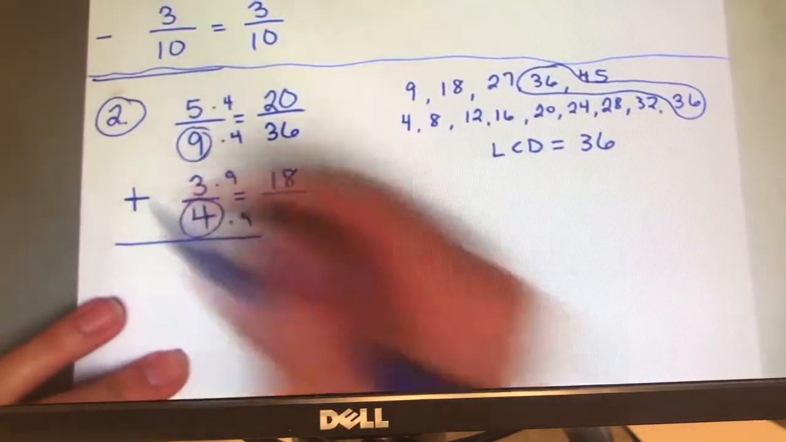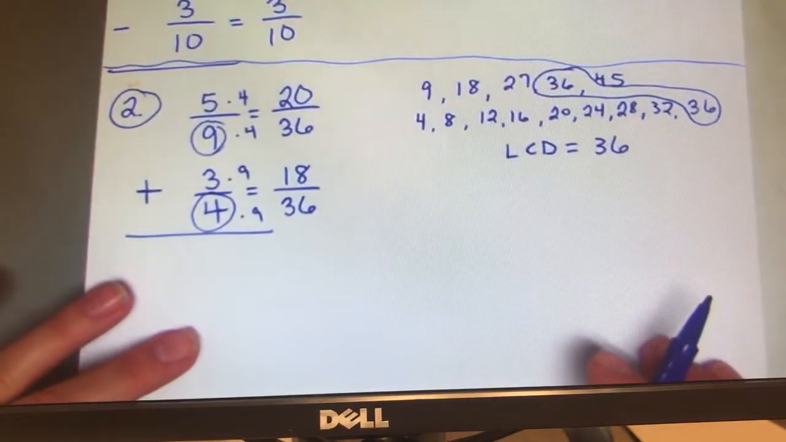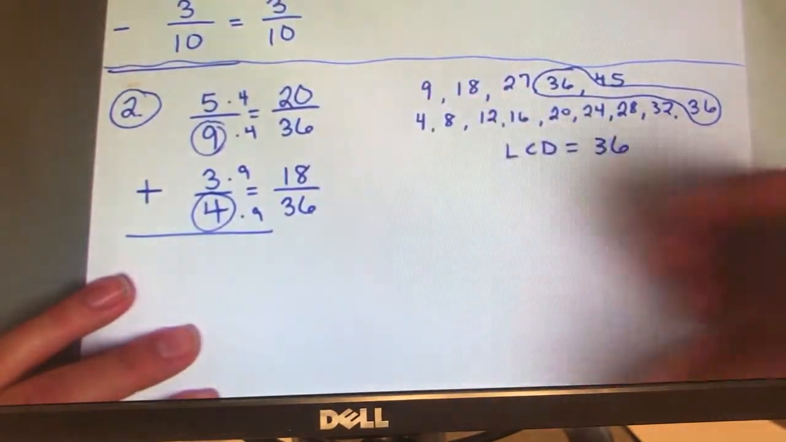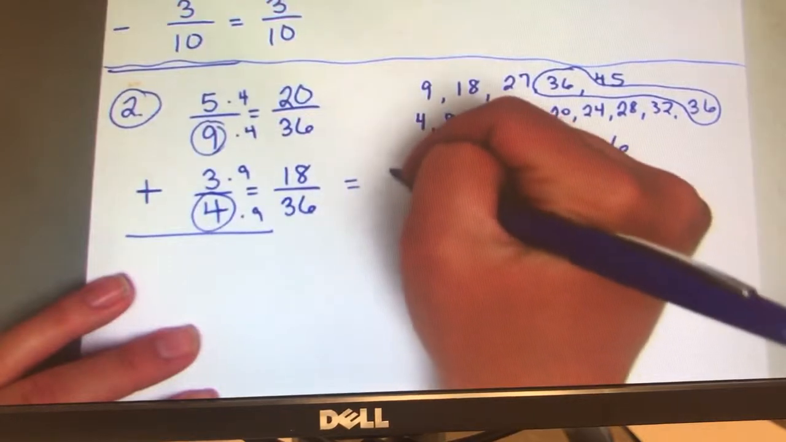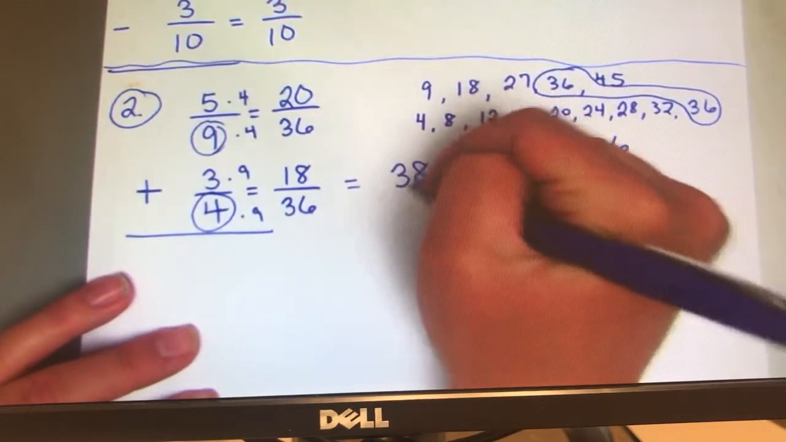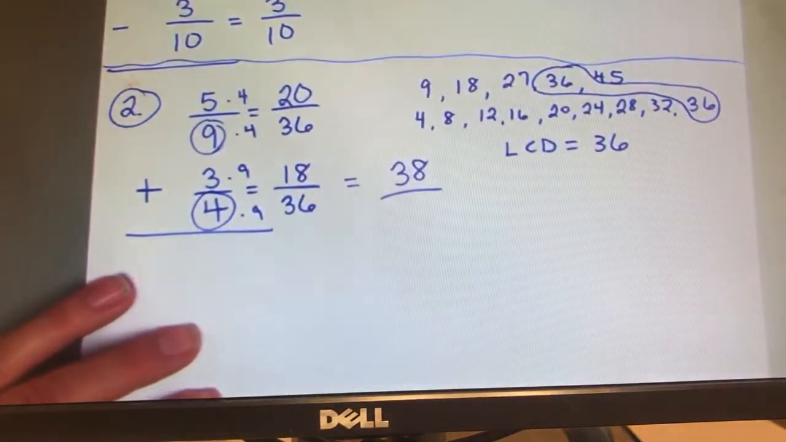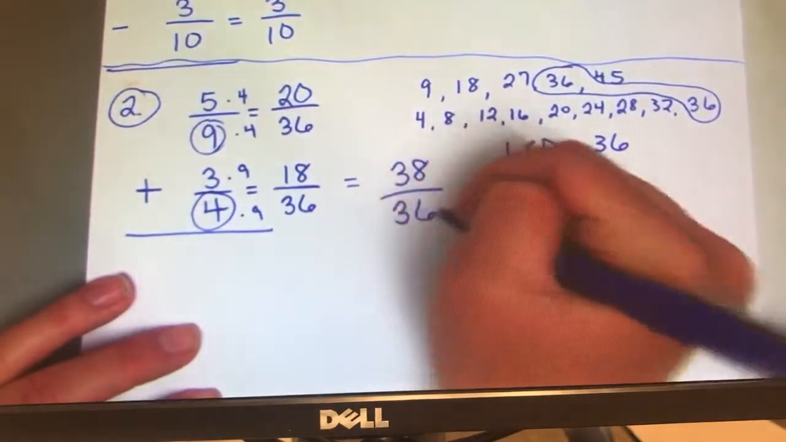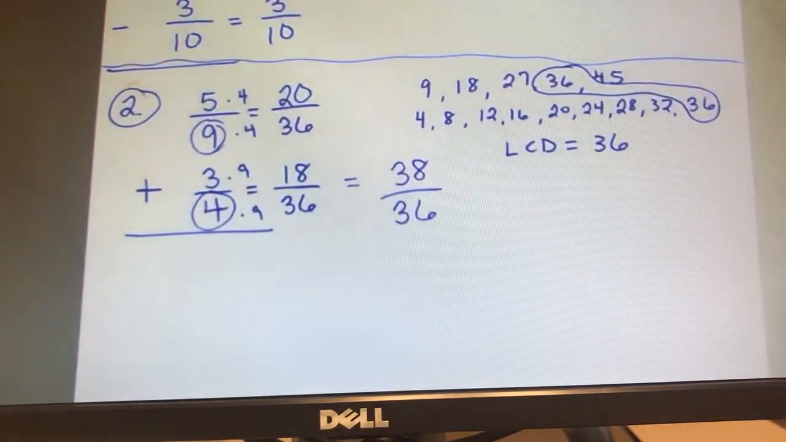So just make sure you're paying attention to what sign you're doing. In this case, we're adding 20 plus 18. I'm just gonna put an equal sign here. 20 plus 18 is 38, and we remember that we don't ever add the denominators, that just comes down. So we got 38/36. Now, that is an improper fraction, and like I said before, that is okay.